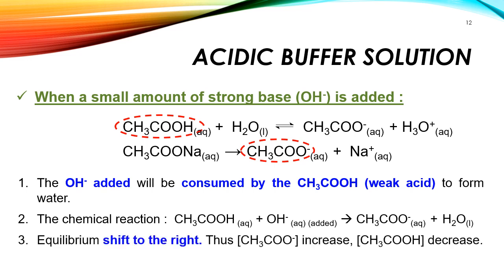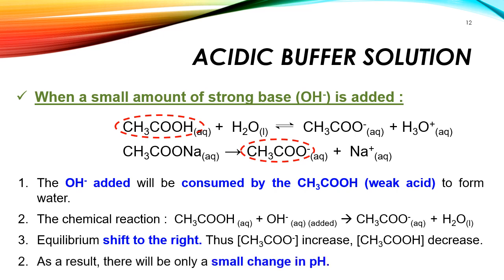The equilibrium of this reaction will shift to the right, thus the concentration of the ethanoate ion will increase, and the concentration of the ethanoic acid will decrease. As a result, there will be only a small change in pH.